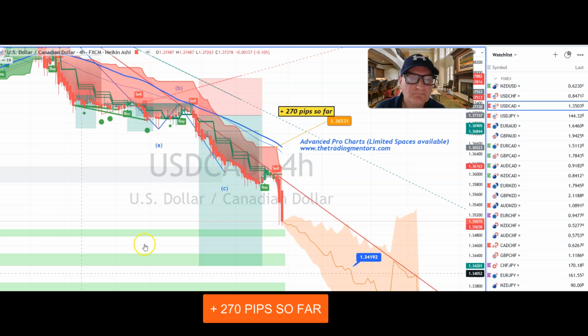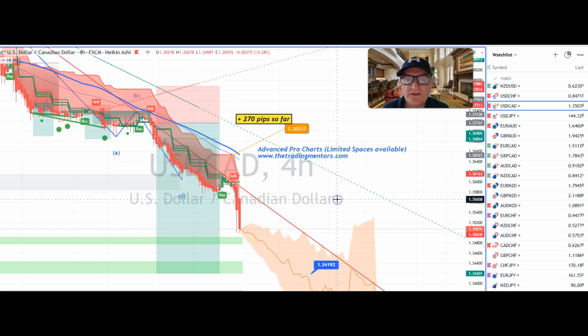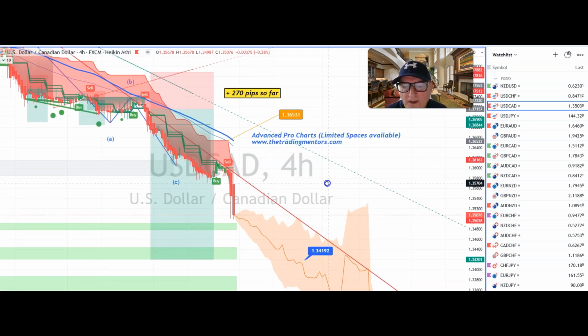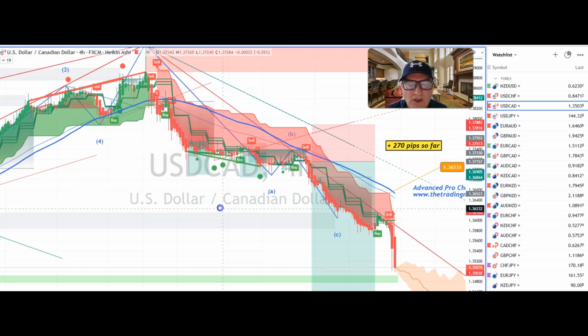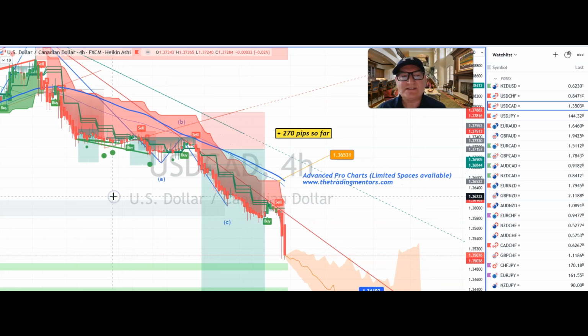VIP members, move your stop on the US Canadian to 136.53, 270 pips so far, heading for 134.19. Notice the break of structure, notice the continuation of the price action charts. There's a combination using the Advanced Pro charts.